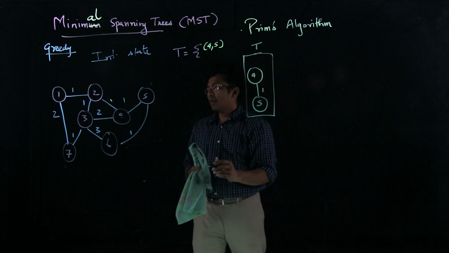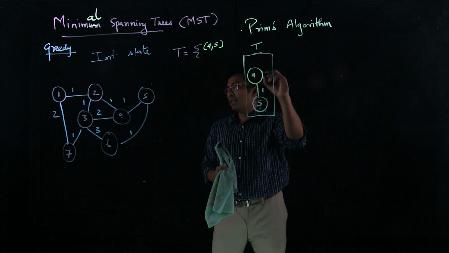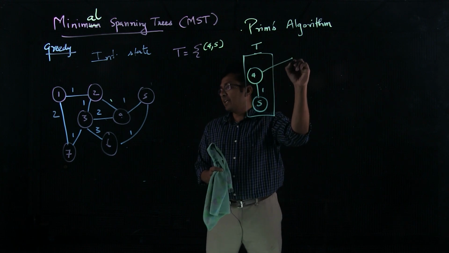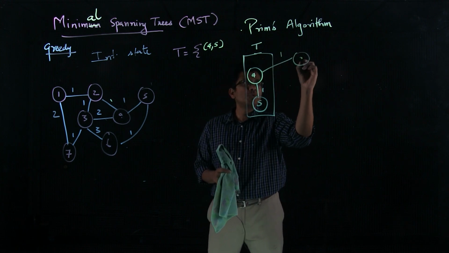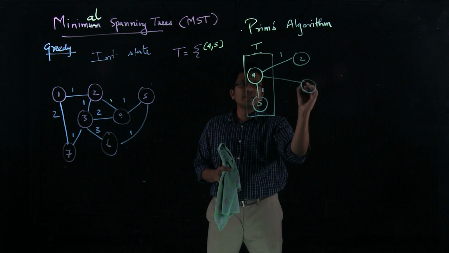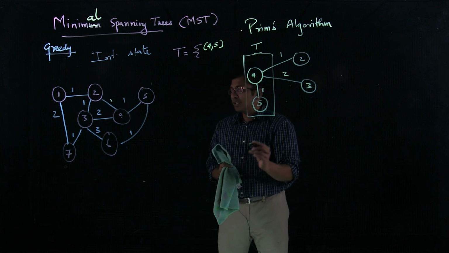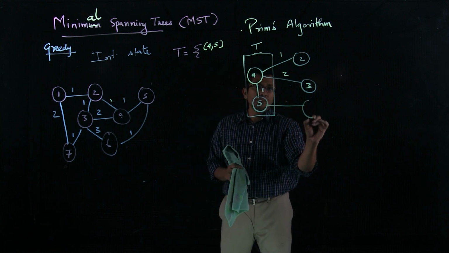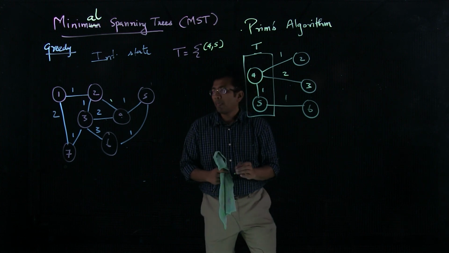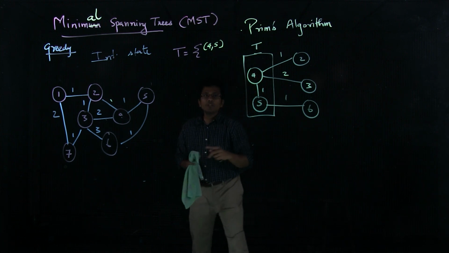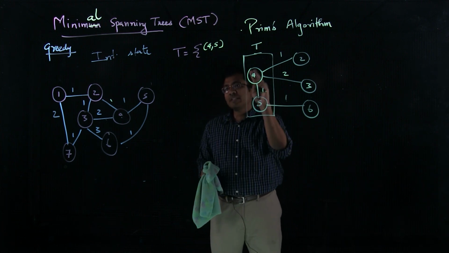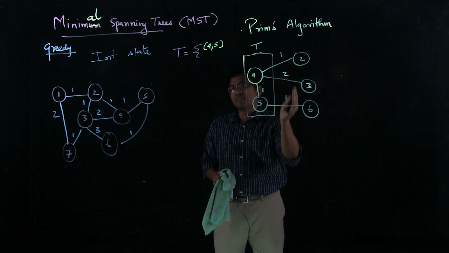Now what are the boundary crossing edges? Well, I'm going to have the same edges, so then edge of weight 1 to 2 and edge of weight 2 to 3. From 5 I'm going to have an edge of weight 1 to 6, and that's it. The edge of weight 1 to 4 is internal to the tree. I'm not going to add it. So these are the boundary crossing edges.